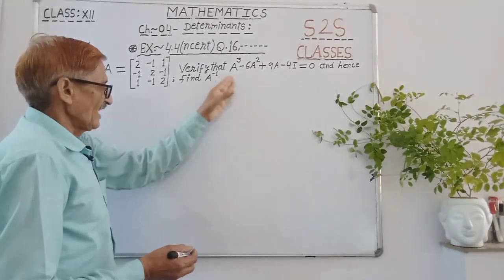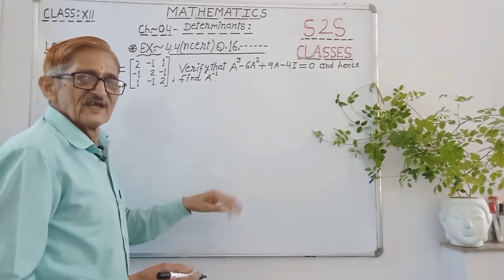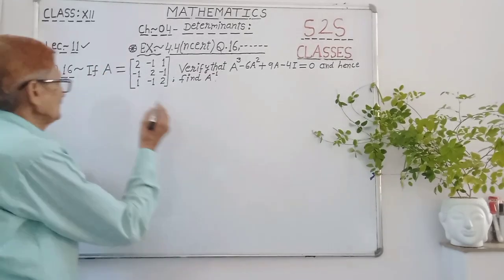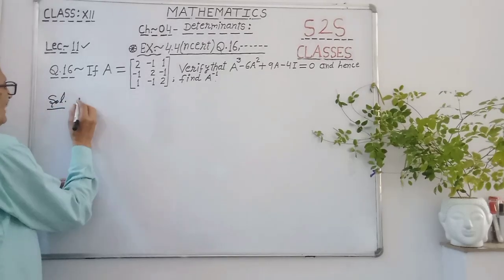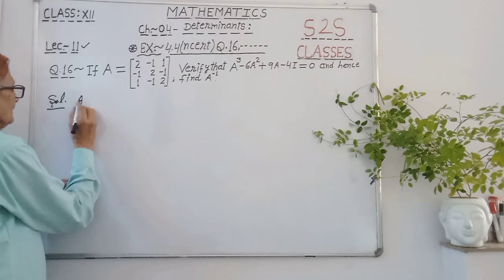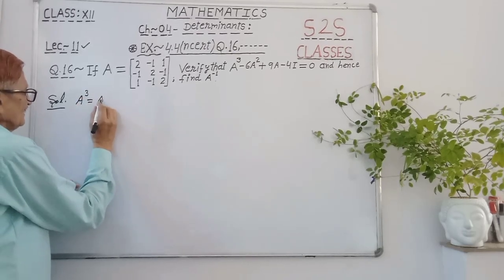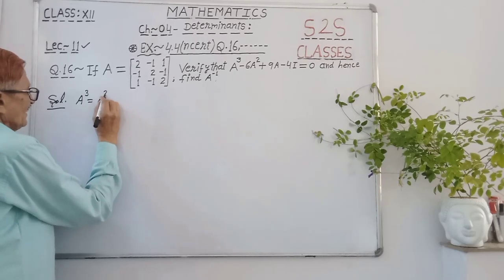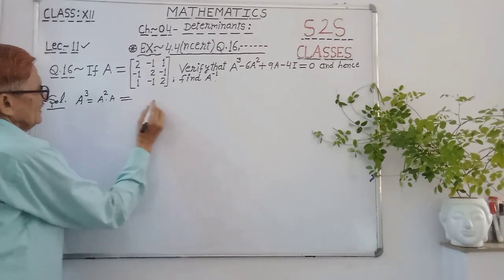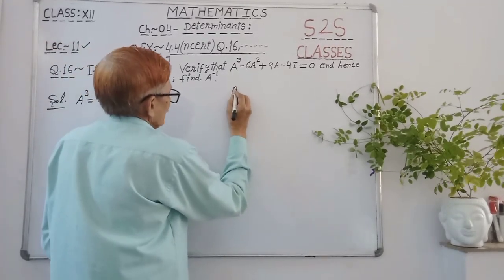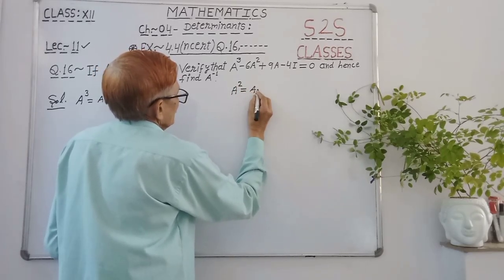First, if you have to verify this, take the A cube value. A cube means A square into A. So in the solution, we have to find A cube first, and first you can find A square. A square is equal to A into A.